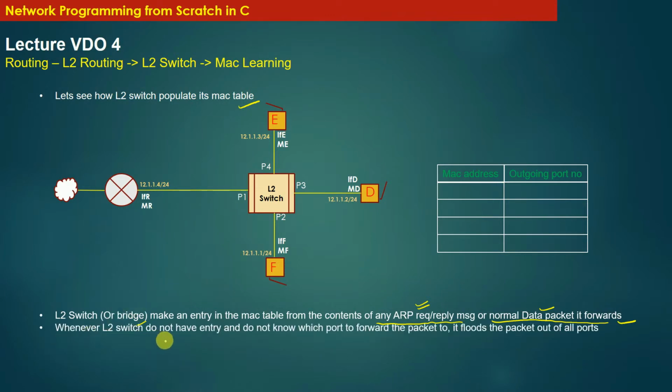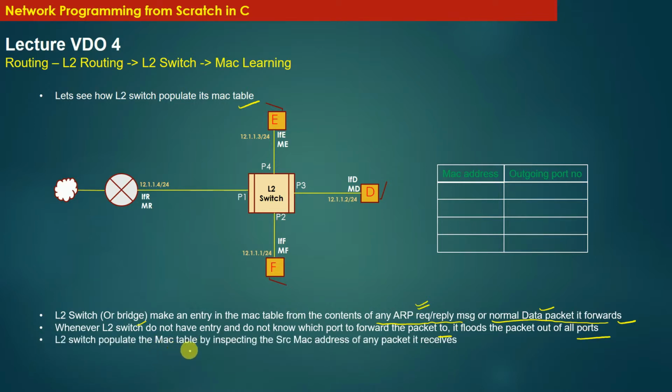Whenever the L2 switch does not have an entry and does not know which port to forward the packet to, it floods the packet out of all the ports except the port from which the packet was received. It floods the packet whenever it does not have an entry for that particular MAC address in its MAC table.